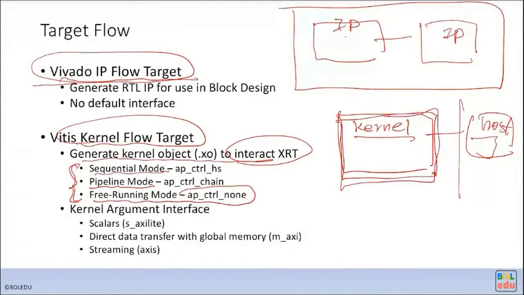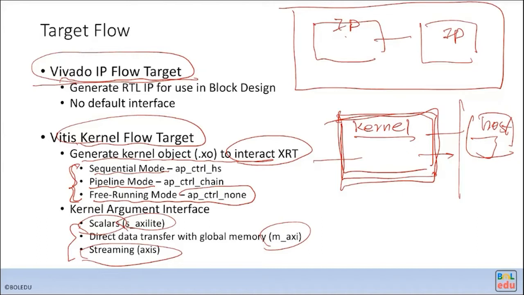And for the data transfer, there are three types. One is if the argument is a scalar, then you can use an AXI-Lite interface. Or if the port is a memory or pointer type, meaning you want to transfer a block of data, then you use the AXI master. Or use a streaming interface.